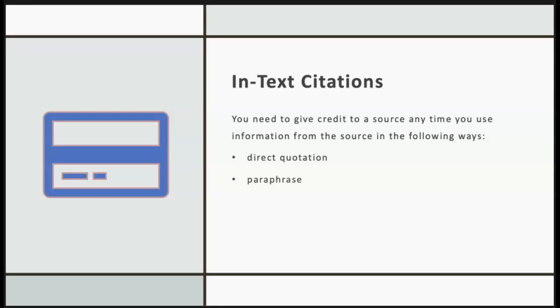Now, in your in-text citation, you have to give credit to the source anytime you use information from the source in the following ways, whether you have directly quoted a word, a phrase, a sentence, a paragraph, whatever from that original source, you've got to give credit to that source. If you put it into your own words instead of directly quoting it, you still have to give credit to that source. Or if you summarize it, you still need to give credit to that source.